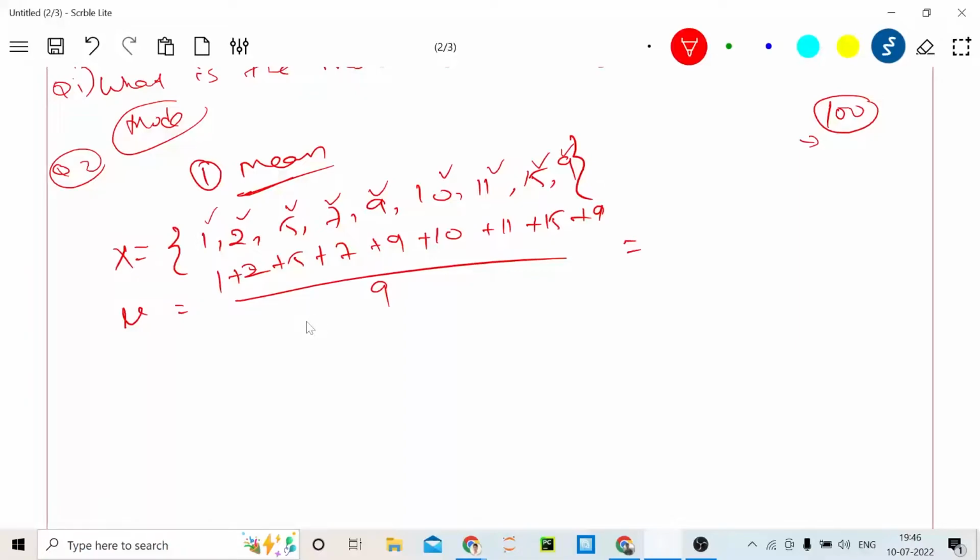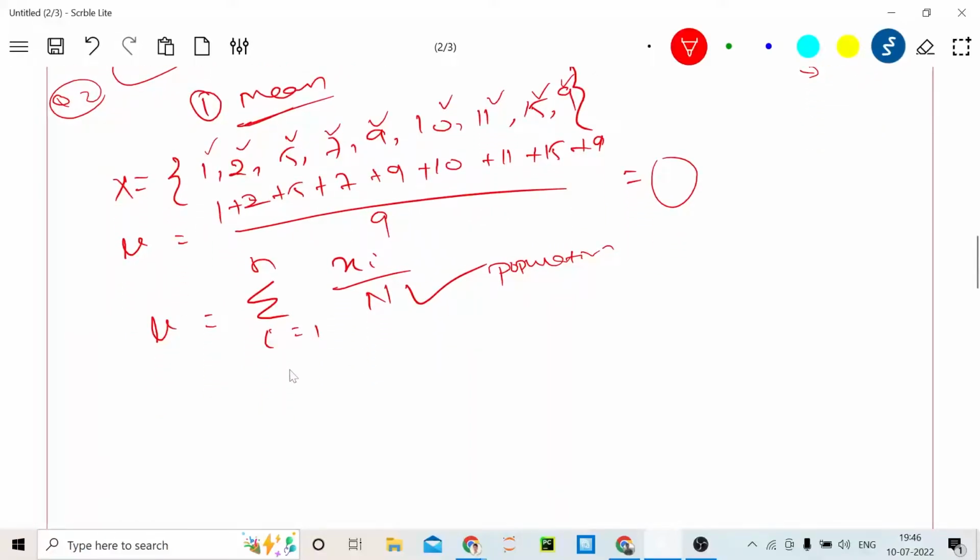The definition and the formula of mean is the summation of i from 1 to n of xi, divided by capital N. Capital N is nothing but the population.